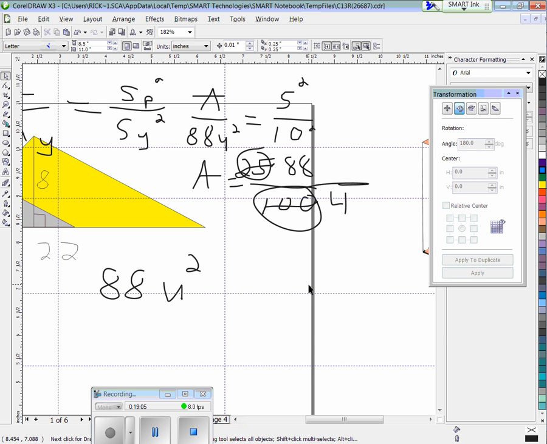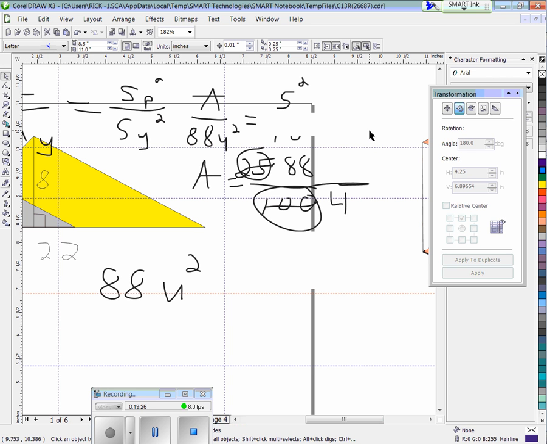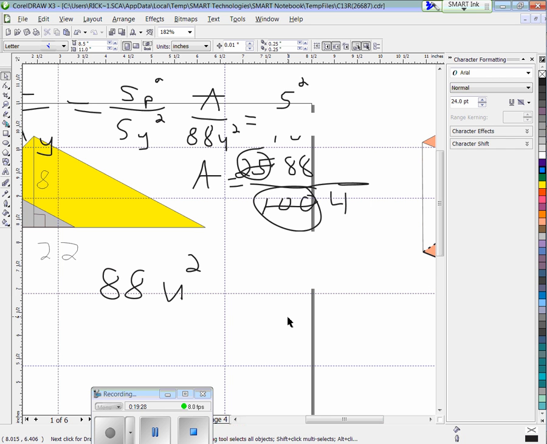So the areas are proportional to the sides squared. That's the way it is, and that's something that you need to remember if you were to use that formula. All right, let me go through and let's look at another relationship.